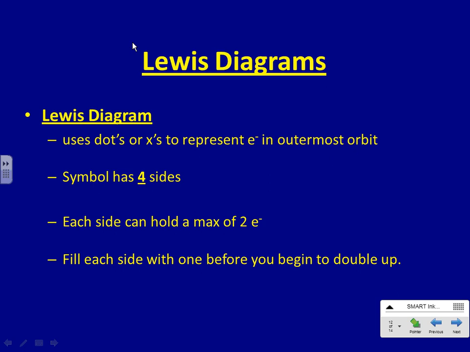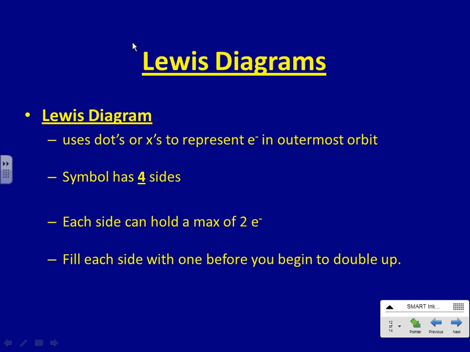Notice it says, use dots or X's. I like to use dots primarily. I'll sometimes use X's. I'll let you know when. The symbol has 4 sides. We've already seen that: 12 o'clock, 3 o'clock, 6 o'clock, 9 o'clock. Each side can hold a maximum of 2 electrons each. I just showed you that in the updated Bohr diagram.